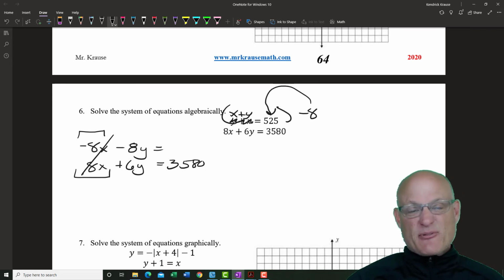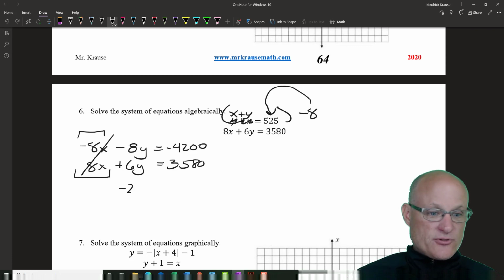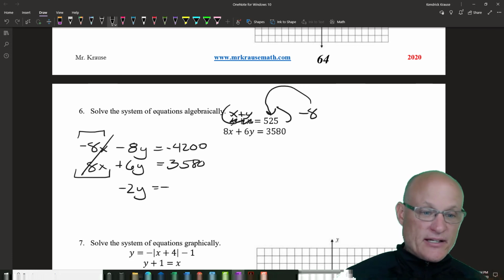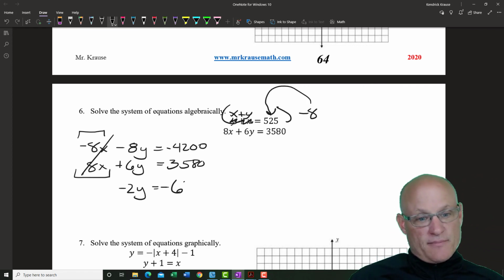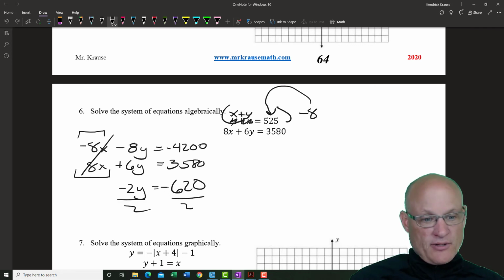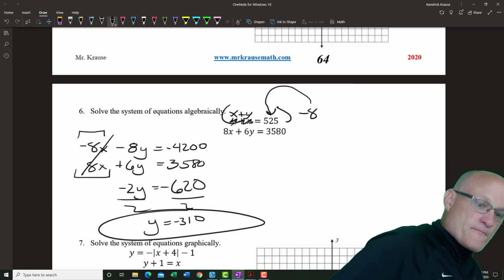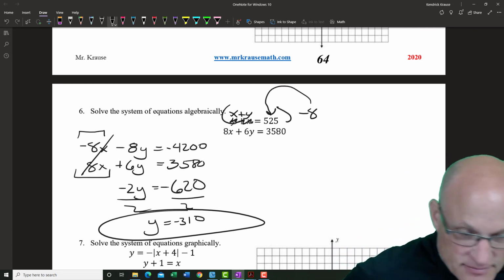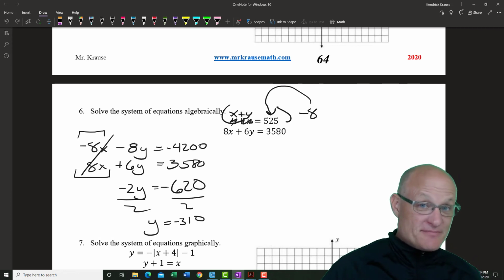So let's see. 8 times 500 is 4,000, -4,200. So I get -2y equals, let's see, 200 plus 420. So 620. Is that right? -620. Yep, divide by 2, and I get y equals -310. What do you think? Did I do okay? Did I make another mistake?